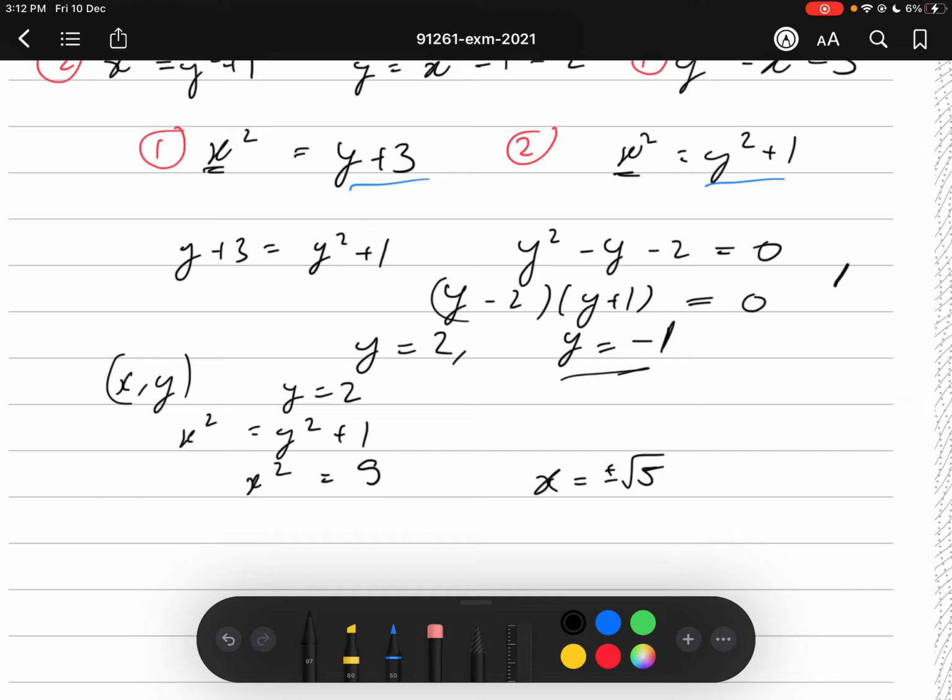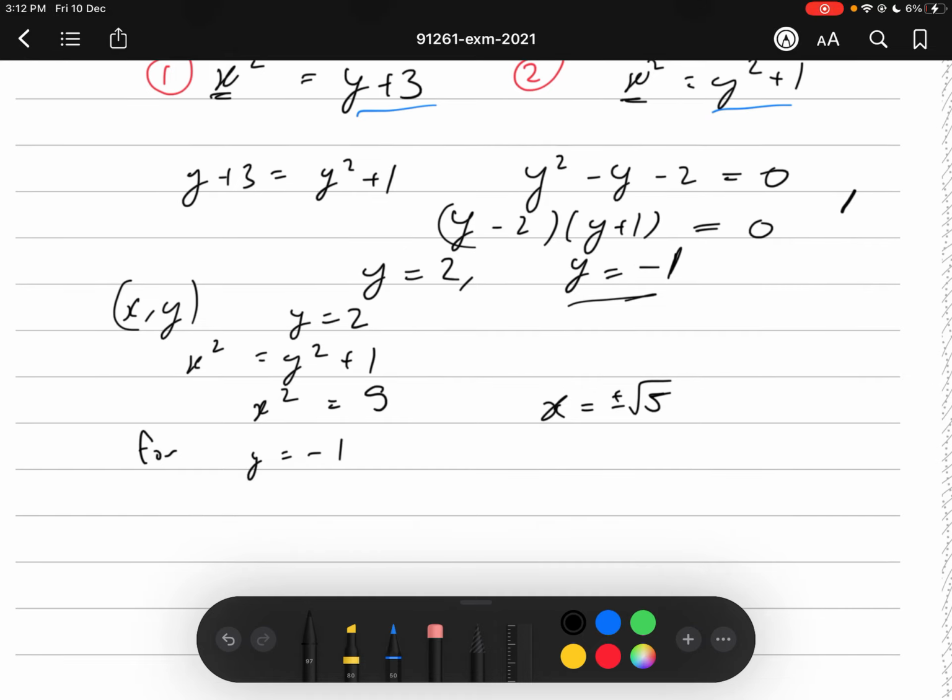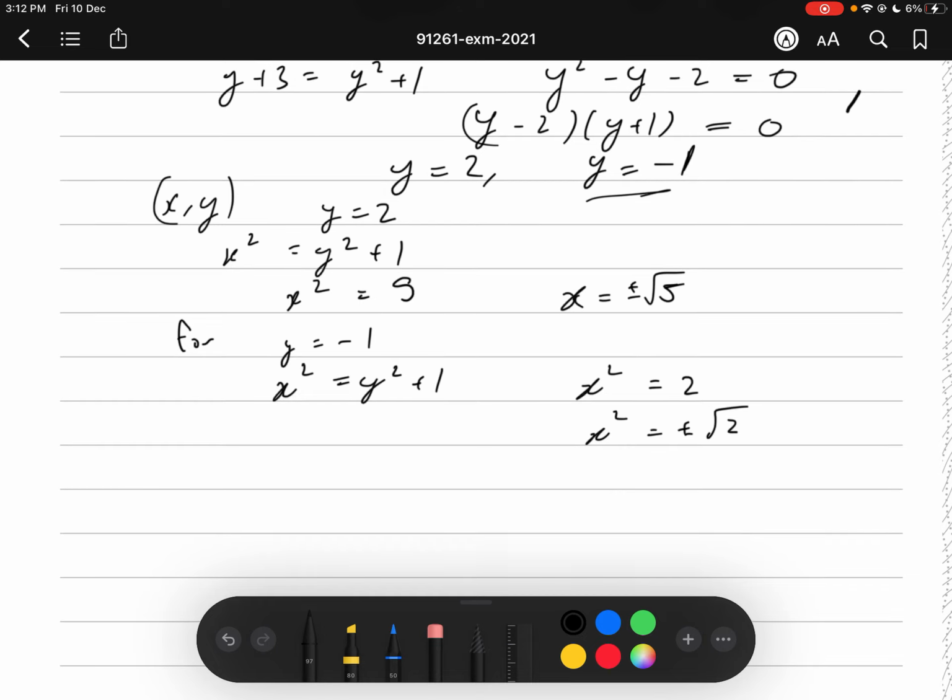And we can try for the solution y equals negative 1. So for y equals negative 1, we have x squared equals y squared plus 1. Negative 1 squared is 1, so we have x squared equals 2. So x equals plus or minus square root of 2. So the points of intersection we can clearly see is square root of 2.